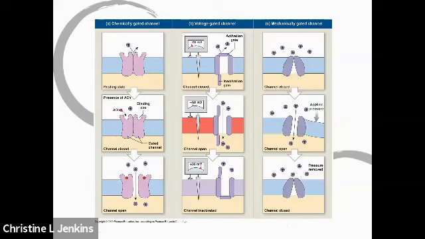So this just means that a gate will open upon the presence of a certain amount of pressure or force. An example would be the skin. But we're going to focus on the voltage gated channels. And that's what's happening in the nerve cell during a nerve impulse.